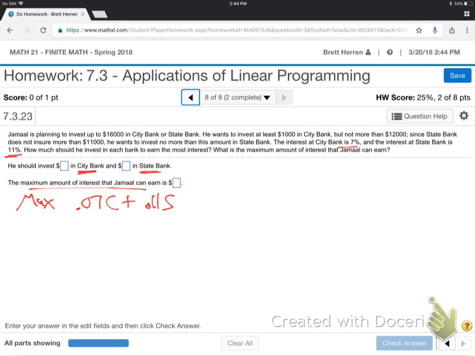Okay, what are my other things? Well, he's going to invest $16,000 in city or state. So that's city plus state. Now max means these are less than. He's going to invest $16,000 in city or state. That means those total $16,000, don't they? Or less.